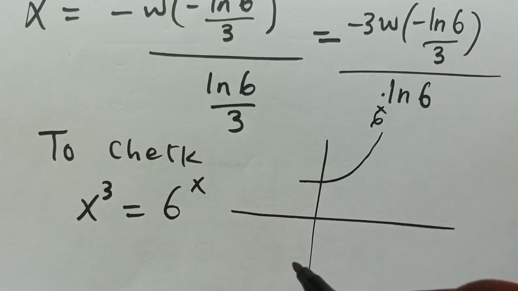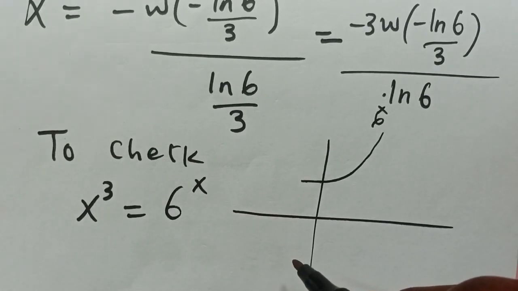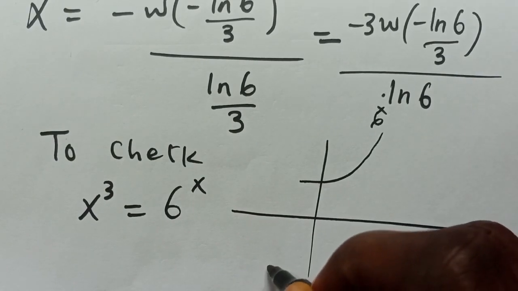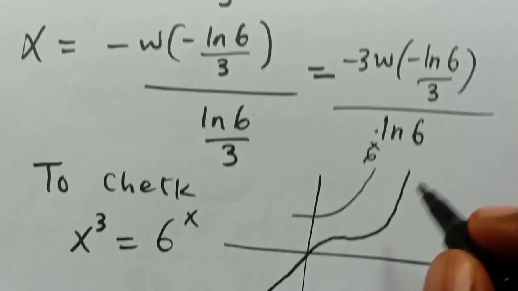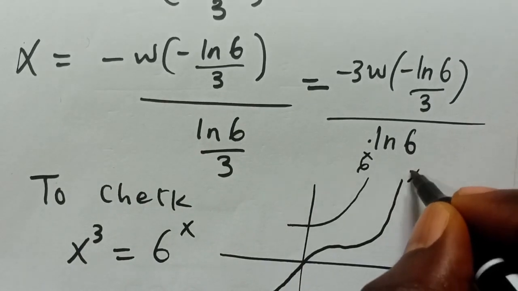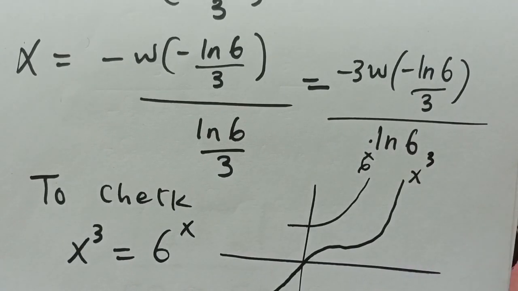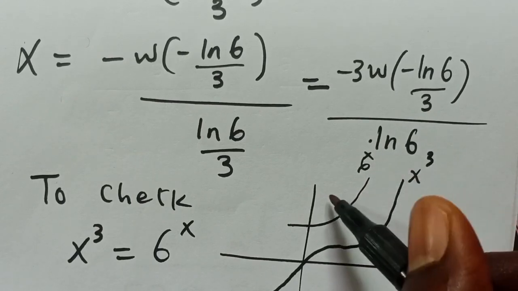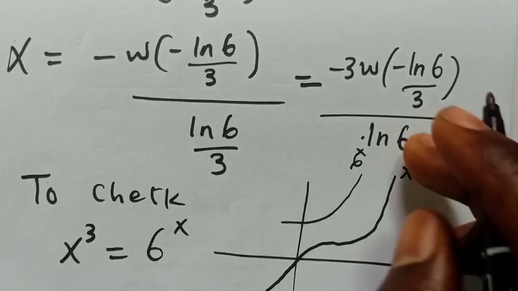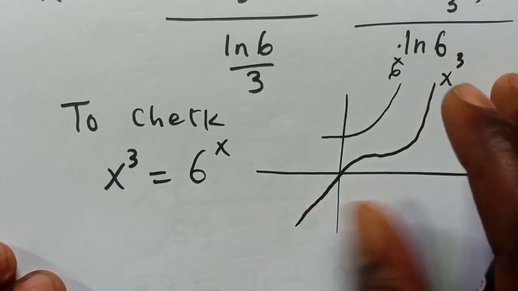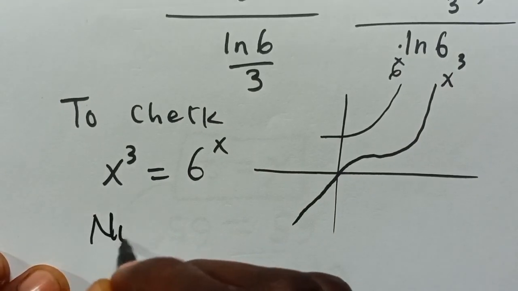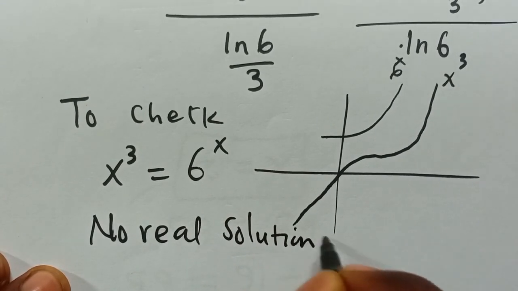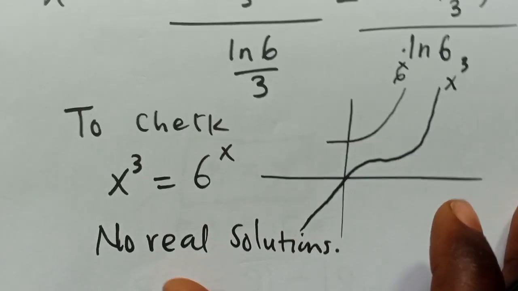Likewise, when we also have x to the power of 3, the graph of this is normally located as this. So meaning that we have this to be x to the power of 3. So from here, we will see that there is no point of intersection for these two lines. If there's no point of intersection, meaning there's no real solution. No real solution for this.